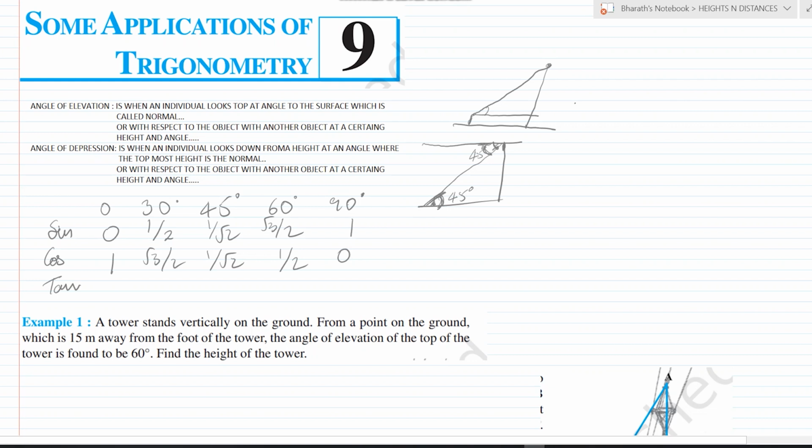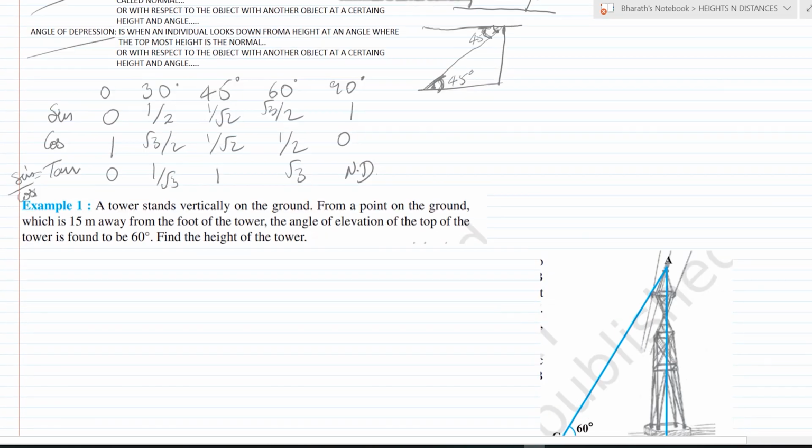As in this, tan is always equal to sine divided by cos, right? So 0 divided by 1 is 0. Then 1 by root 3, 1, root 3, and this is not defined. Fine. These three things you have to remember: angle of elevation, angle of depression, and the trigonometry table.